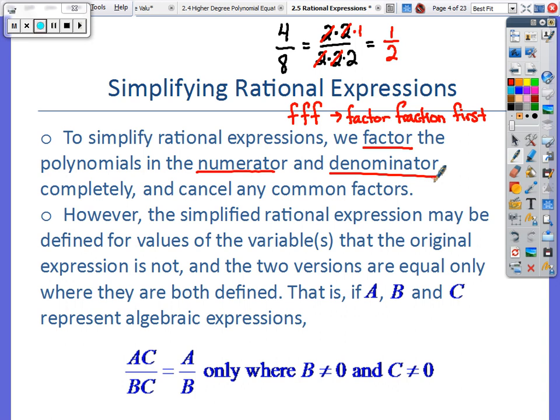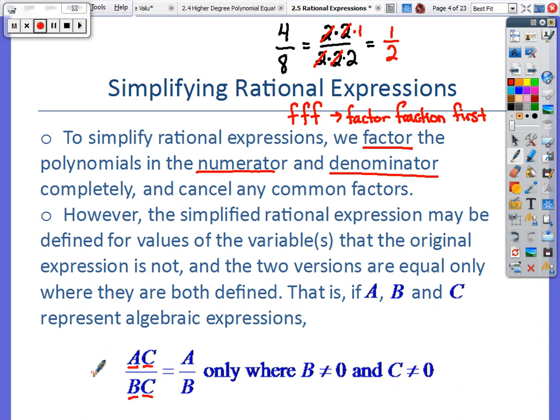Now, once we do that, there are some things that we've got to consider. There are some values that will make this fraction undefined. If you remember, by definition, the bottom cannot equal 0. So once we factor, if you come down here to the bottom, let's say we factored the numerator to be AC and the bottom to be BC. Here are our factors, BC, and then on the top it's AC.